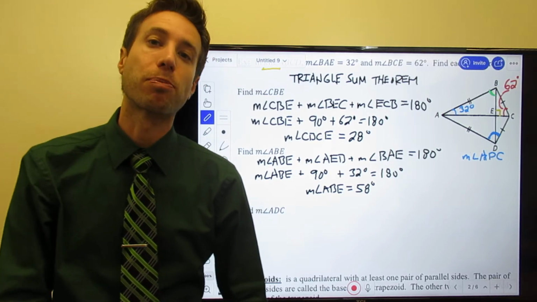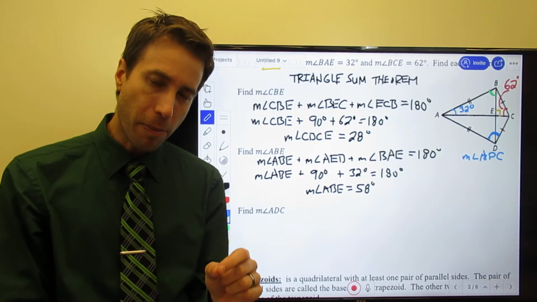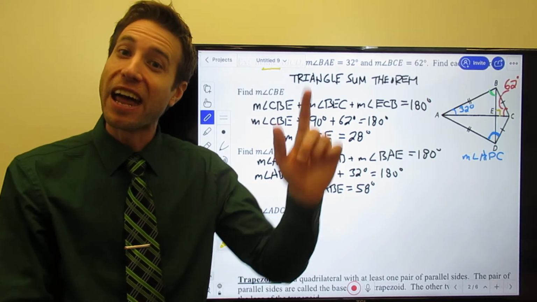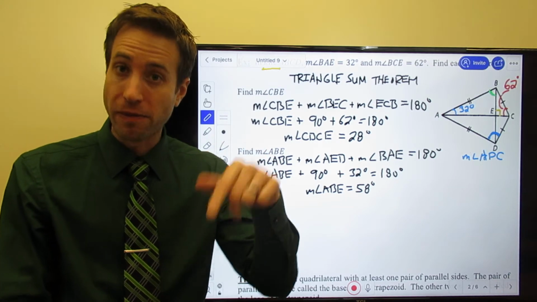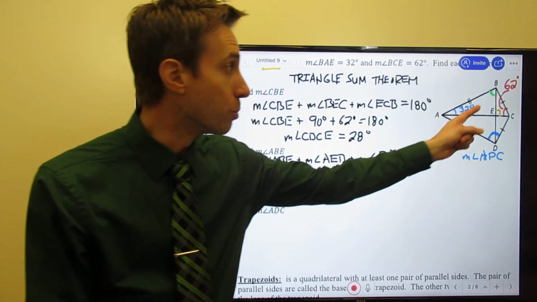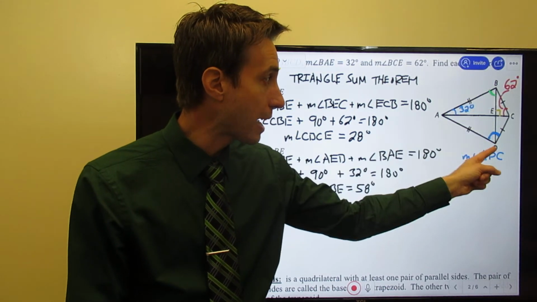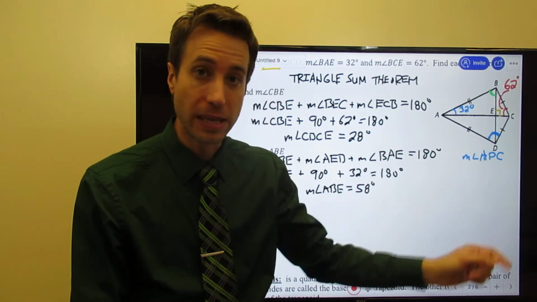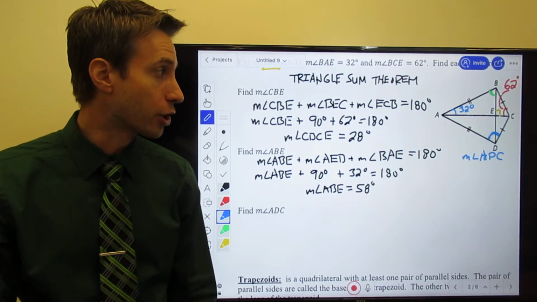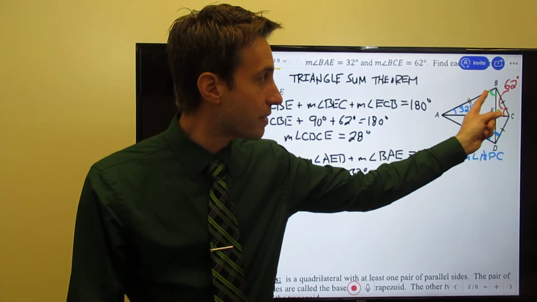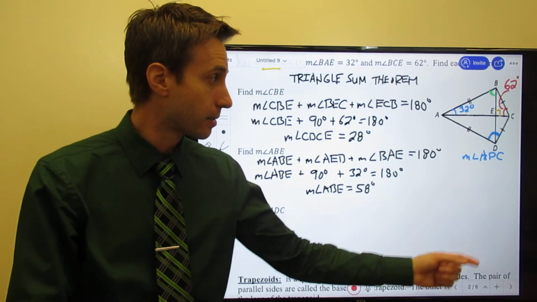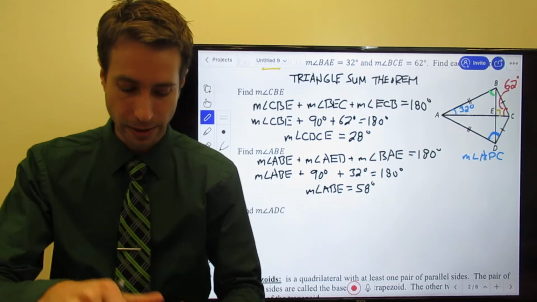Well, let's go back to the properties of kites. We remember one of our properties tells us that one pair of opposite angles are congruent. It just so happens to be these two angles that have to be congruent. That's our pair of opposite angles that are congruent. So if I know the measure of this angle up here, then, based on the properties of kites, I know the measure of this angle down here.